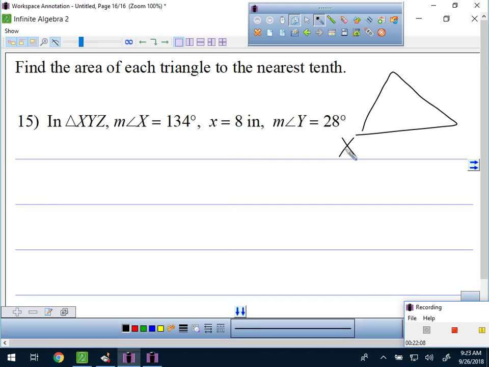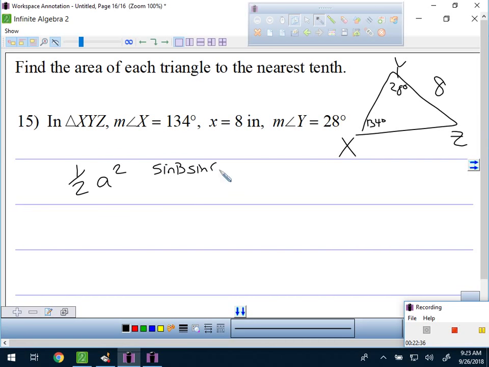But if I draw out triangle X, Y, Z, what I give you is this is angle 134, this is angle 28, and the side I give you is this side, side X. Now, here's the thing about this formula when I give you two angles and the side. Whatever side I give you, its angle goes in the denominator. That's what you got to remember. So it does matter. So here's the formula technically. 1/2 A squared sine of B sine of C over sine of A. That's technically the formula. And so whatever side I give you, its angle goes right there.